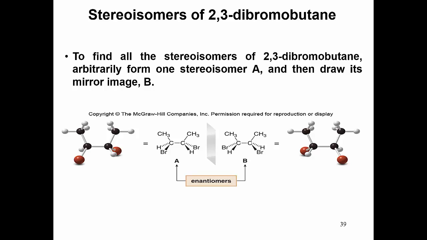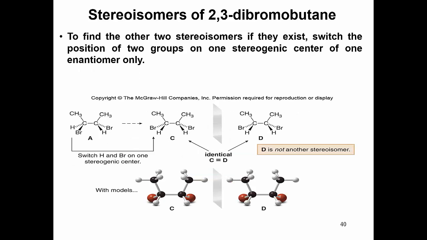If we want to actually look at all 4 structures, you can draw enantiomers, that is, draw mirror images, and then try to draw another mirror image. What you see is that C and D are actually superimposable. They're identical. So how would you know that? Well, you use molecular models.